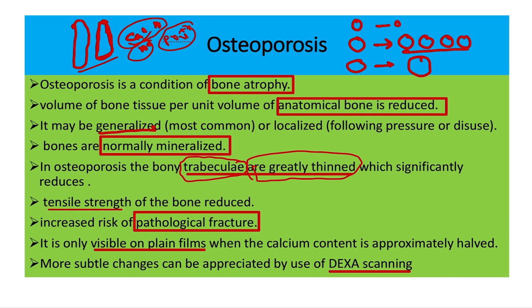That means the bending capacity of the bones is reduced, and for this condition there is a great risk of pathological fracture. So with minimal trauma, that means a fall from a little height, it will cause a pathological fracture, and it is visible on the plain X-ray and also in the DEXA scan. It can be visible on the plain X-ray, but when we want to detect it very early, the DEXA scan is the best option.